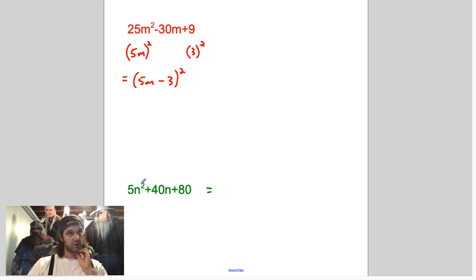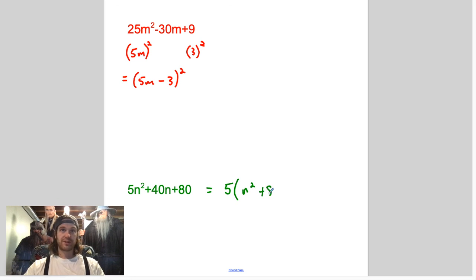Is the first term something squared? Oh no, we forgot to take out a GCF. So that's what I'm going to do first. They're all divisible by 5. So I'll pull out a 5.